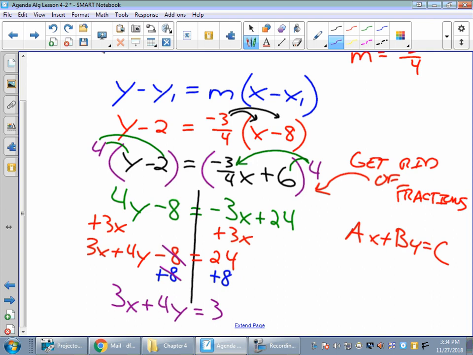Now if I look at this, my answer here, I've got it in the form of ax plus by equals c, 3x plus 4y equals 32. So that's a tricky problem.